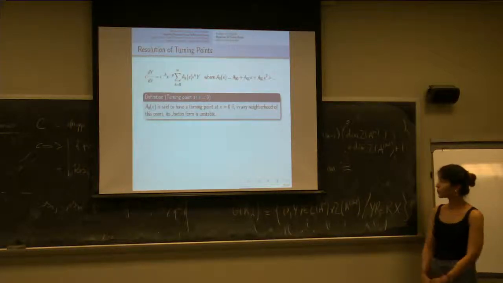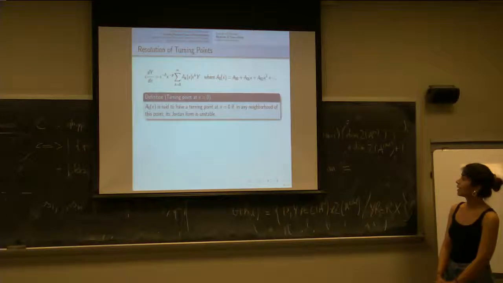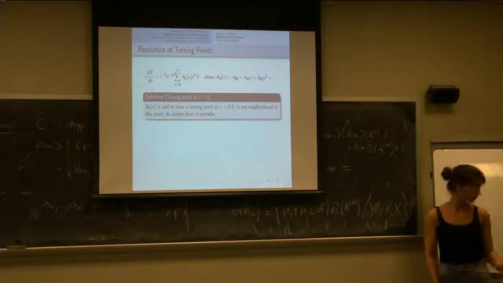So to reformulate the definition of the turning point, A0 of x is said to have a turning point at x equal to 0 if in any neighborhood the Jordan form is unstable.